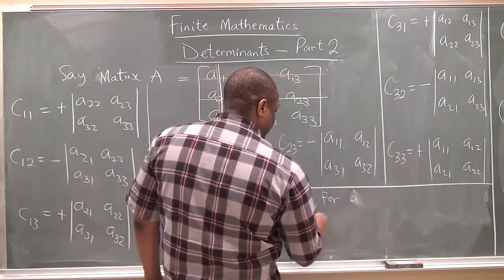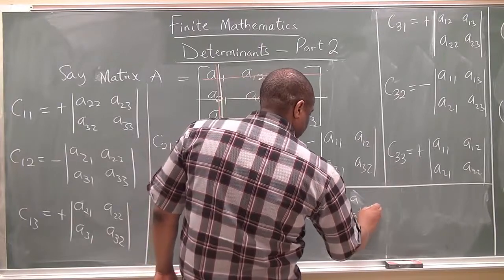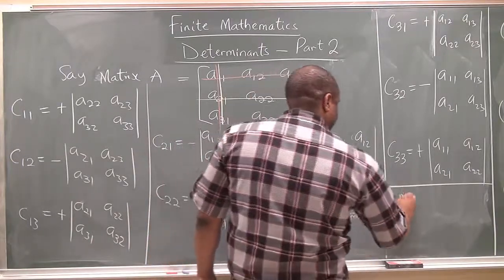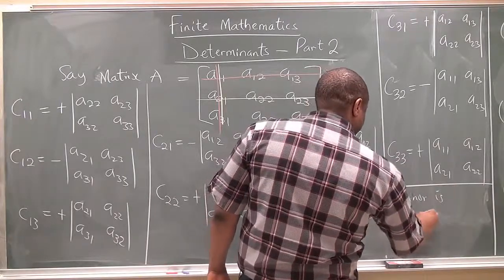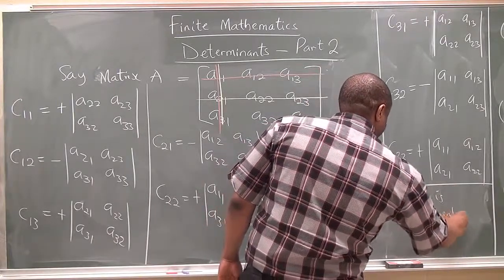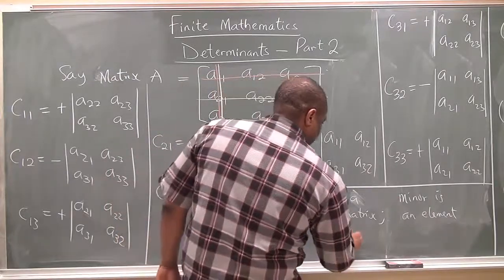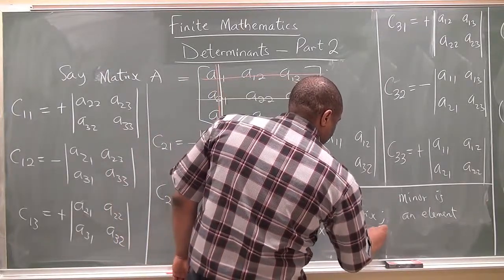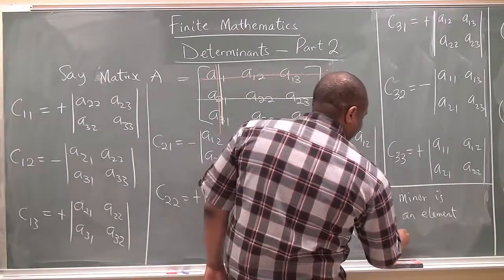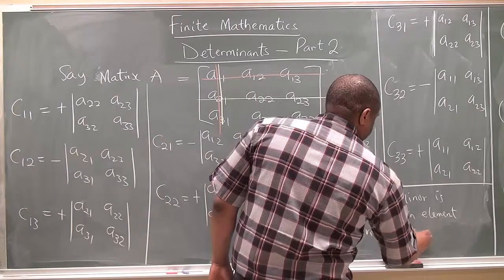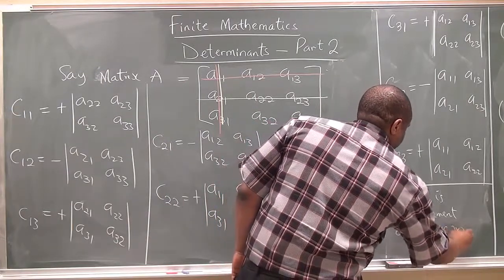For a 2x2 matrix, the minor is, okay, this is just an element. For a 3x3 matrix, the minor will be the determinant of a 2x2 matrix.